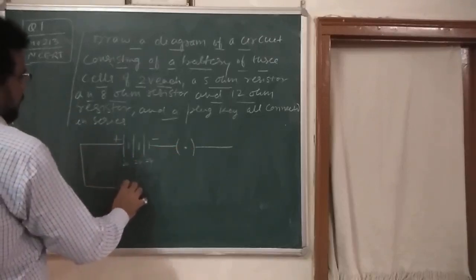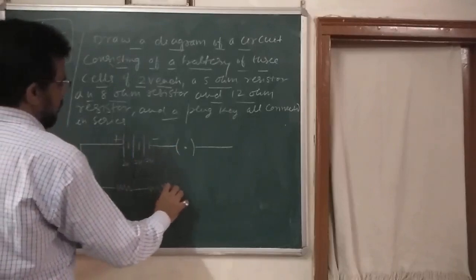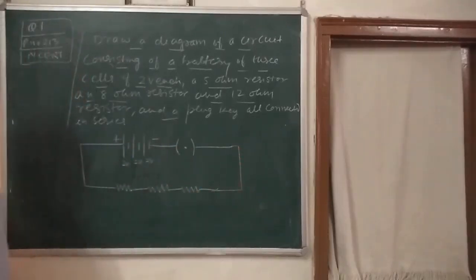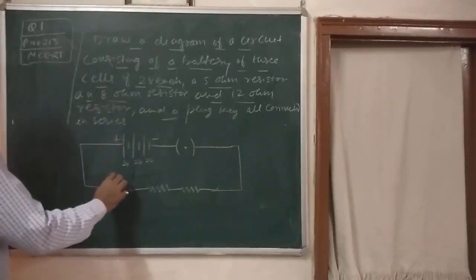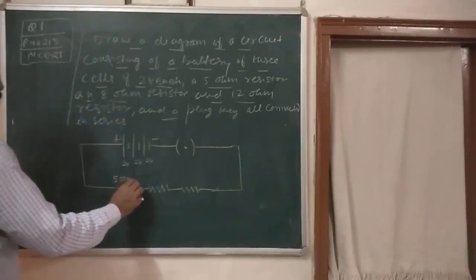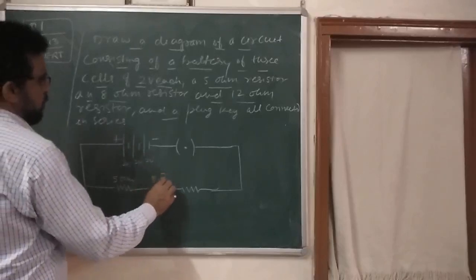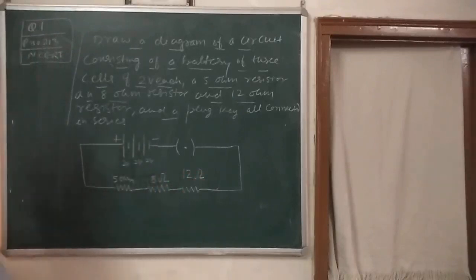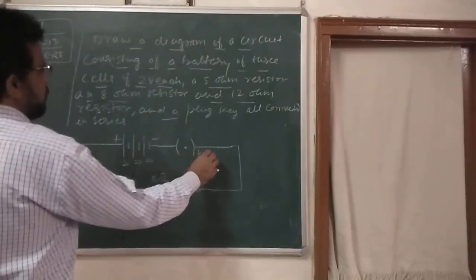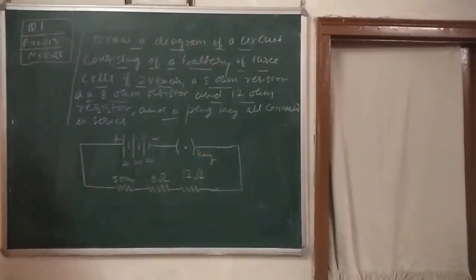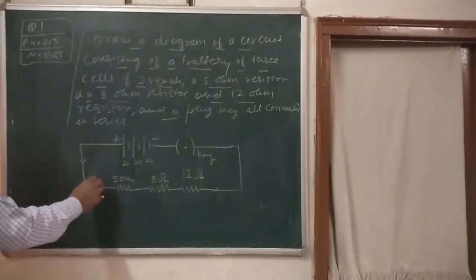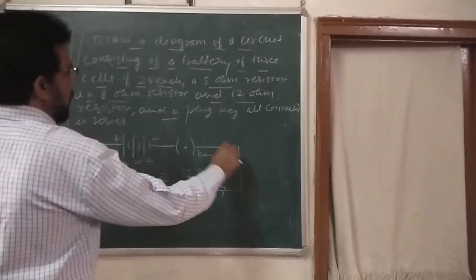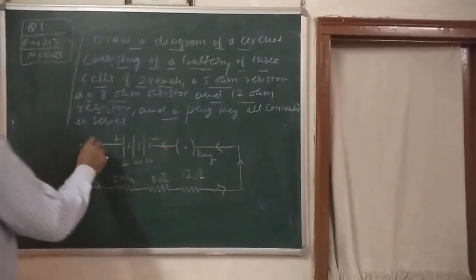And here we are having 3 resistance, all are in series, something like this. Here a 5 ohm resistor, here a 8 ohm resistor and here a 12 ohm resistor. All are connected in series. So this is the diagram here. The direction of current here is positive, negative here in this manner. So this is the circuit diagram.